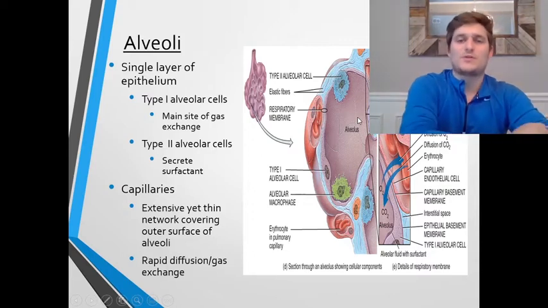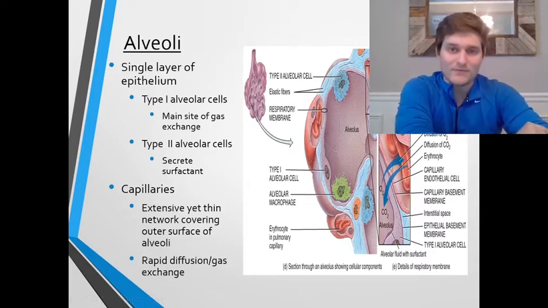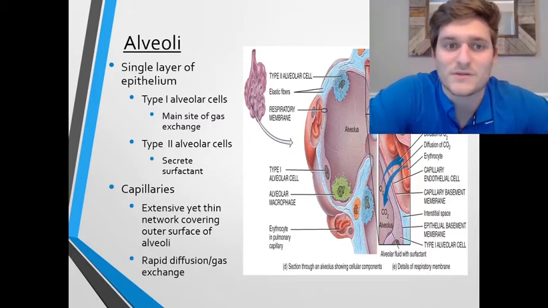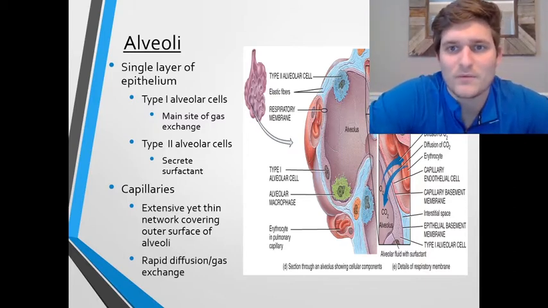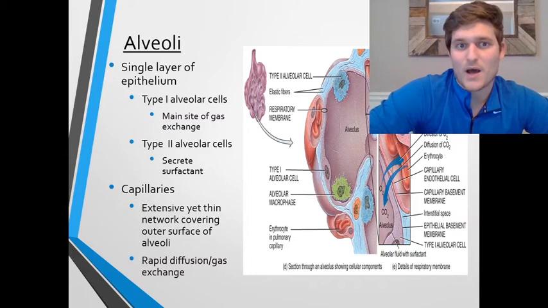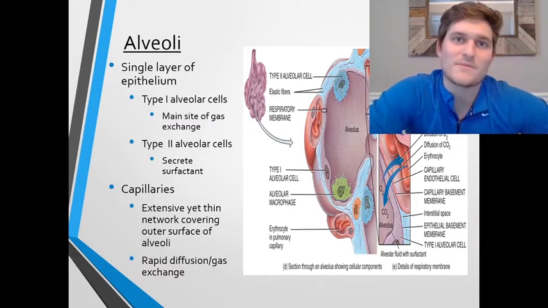But in addition to the type 1 alveolar cells, we also have type 2 alveolar cells, which are going to produce something called surfactant, and we are actually going to discuss here in a little bit the law of LaPlace and why that surfactant is so important when it comes to ventilation.